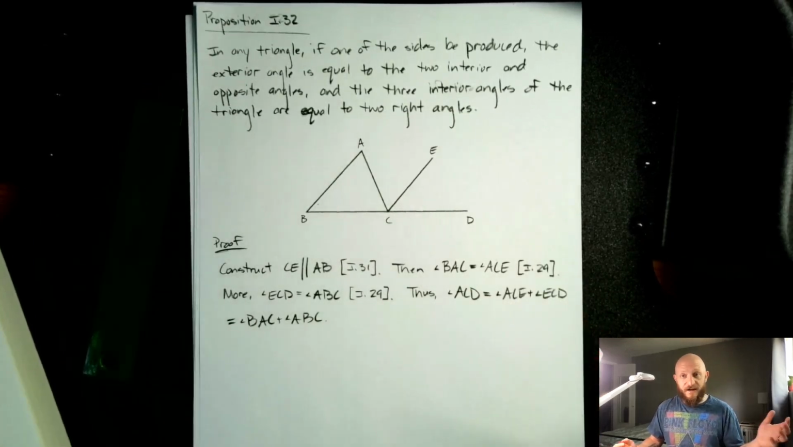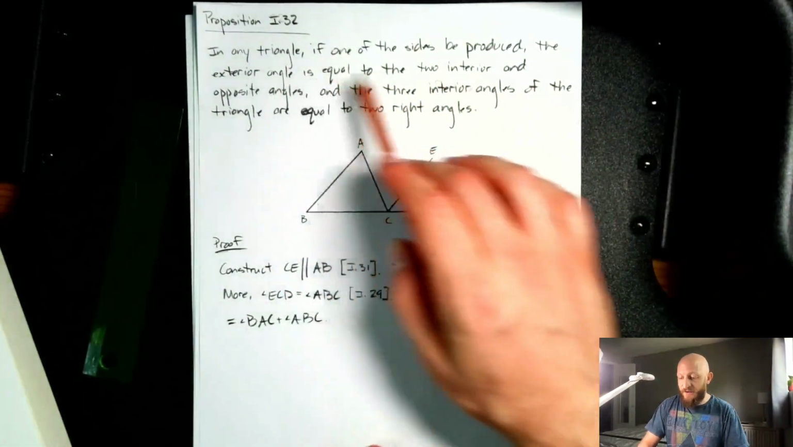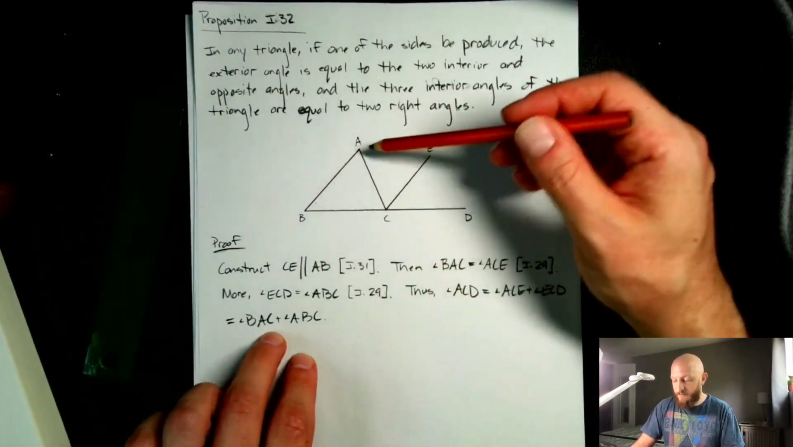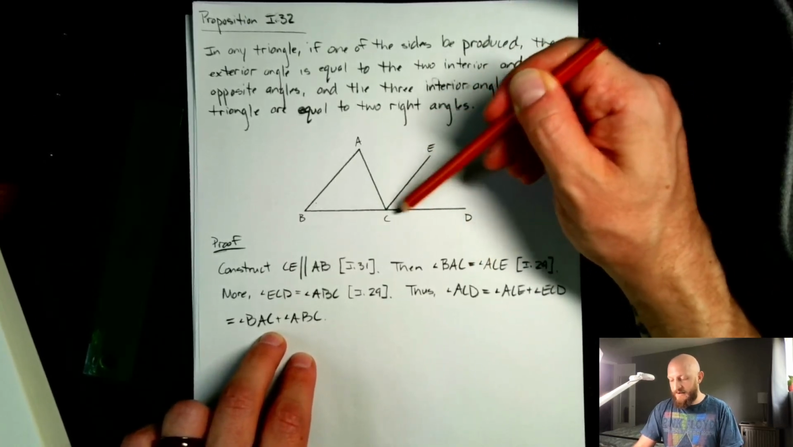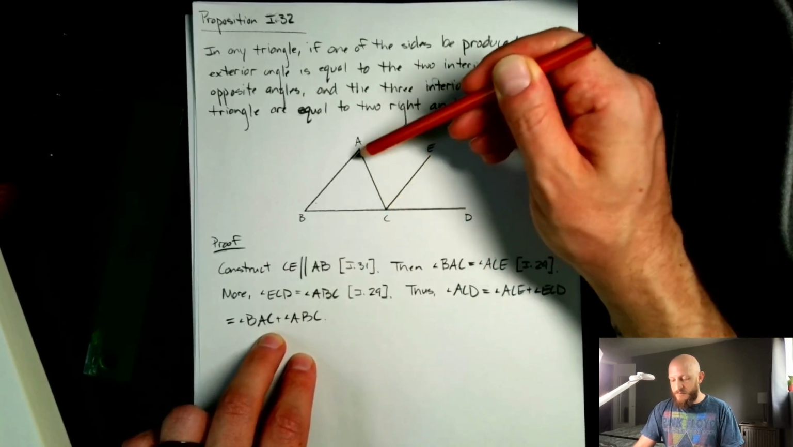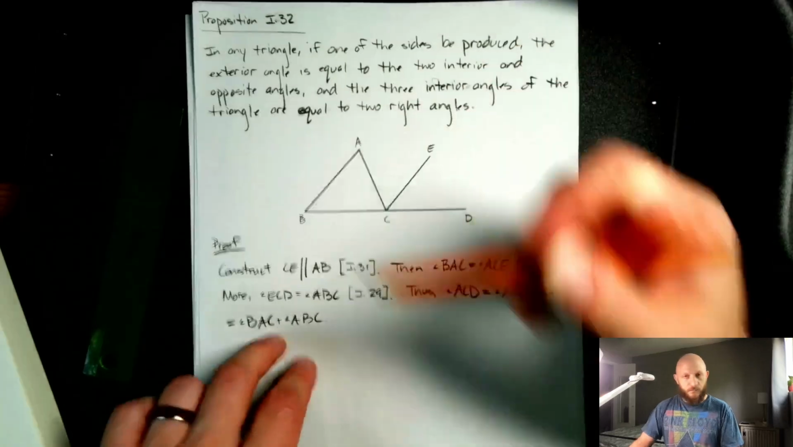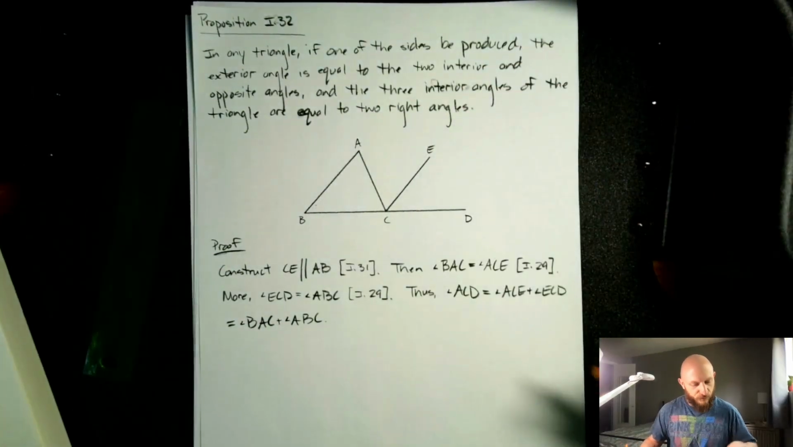That was the entire idea of this first statement: the exterior angle is equal to the two interior and opposite angles. That's what we just proved, that ACD, this exterior angle, is equal to BAC plus ABC. So the first part is done. We've proved the first part of this.